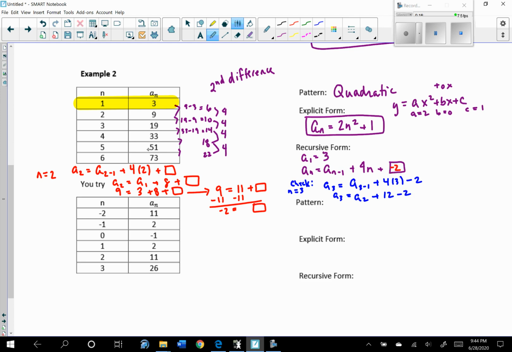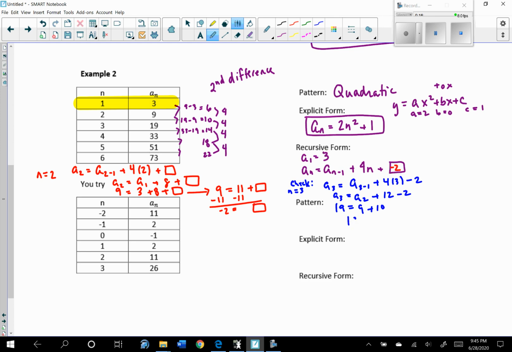We're going to use our table to help us. The third term, a sub 3, is 19. So that should be equal to the second term plus 12 minus 2. The second term, again, if we go to our table from the last one that we did, is 9 plus, and 12 minus 2 is 10.